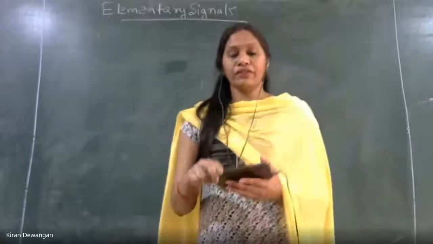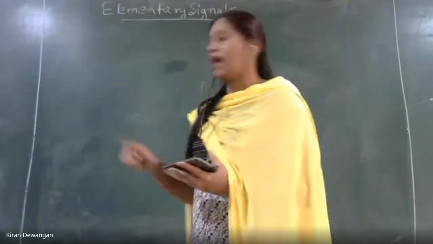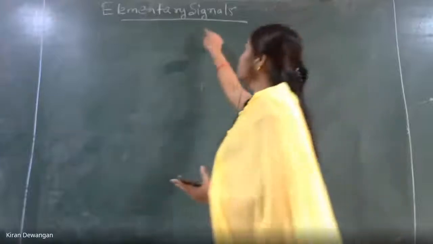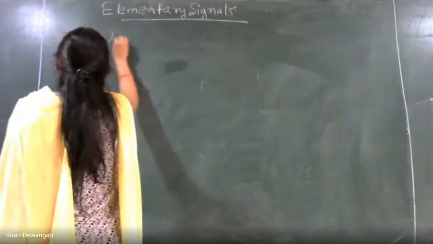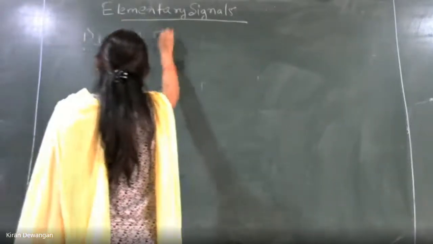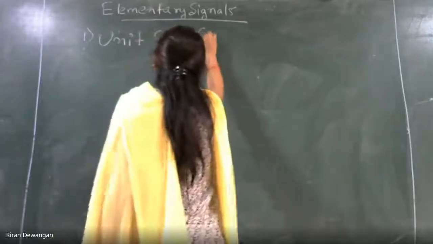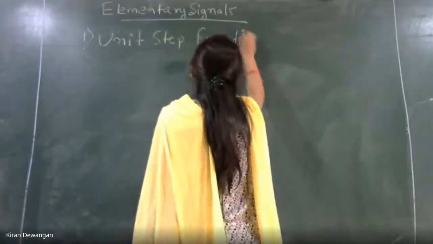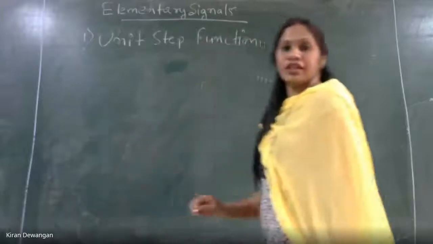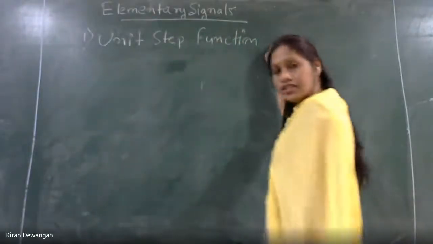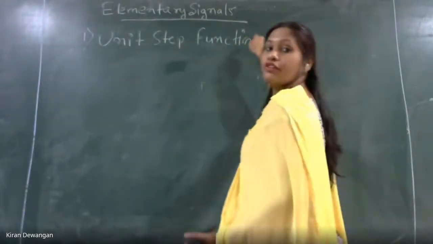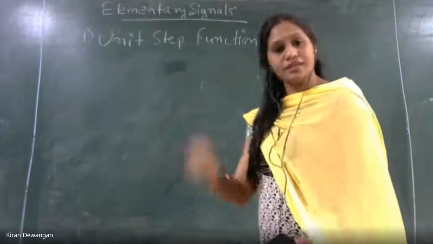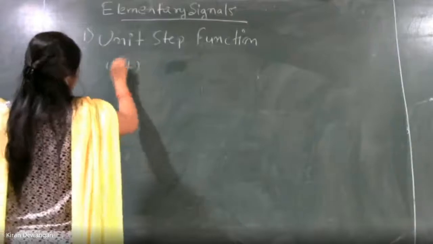What are the elementary signals that we will have in our syllabus? The first elementary signal that we'll study is the unit step function. When we write a unit step function, it is nothing but a signal. A function itself is a form of a signal, and it is represented by u(t).